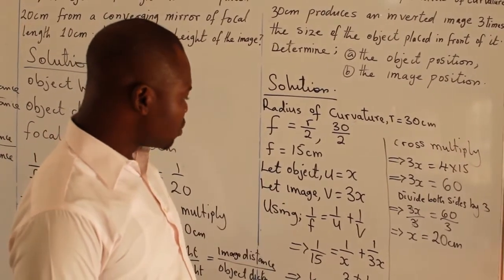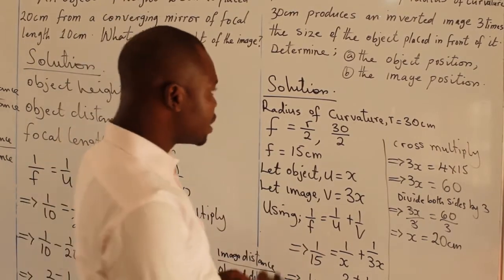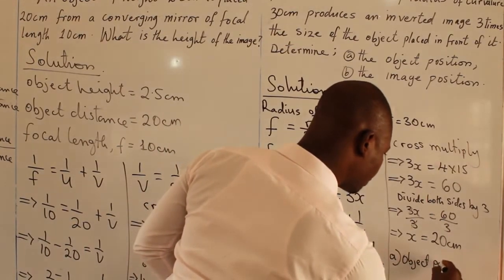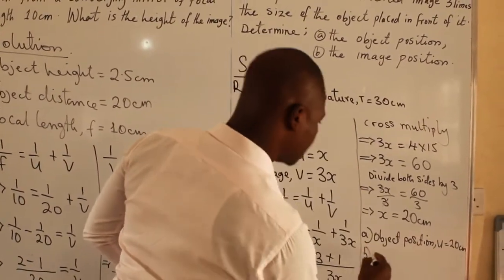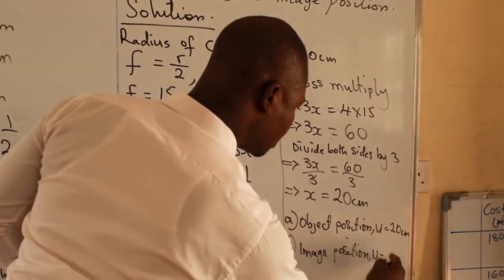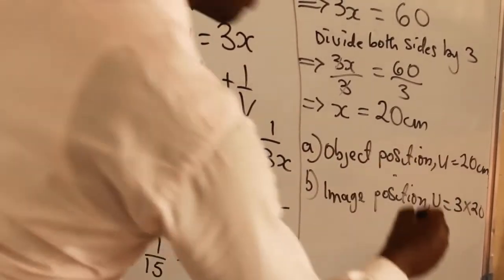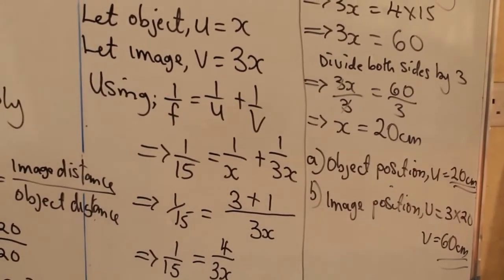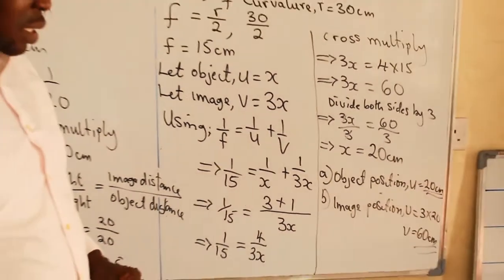So if x, which is u, the object distance, equals 20 centimeters, what is the image distance? Therefore, a, object position, u equals 20 centimeters. Then b, image position, v equals 3 times 20. Since v is 3x, then 3 times 20, so v equals 60 centimeters. So it means the object position is 20 centimeters, while the image position is 60 centimeters.